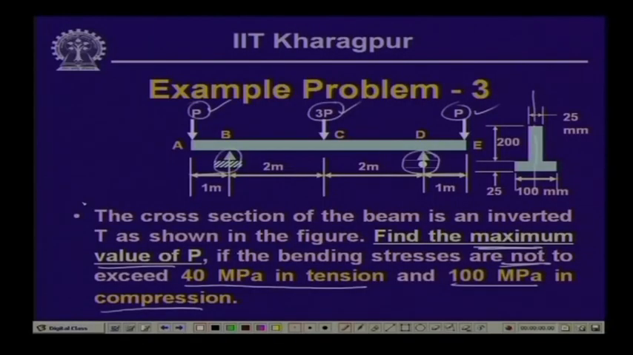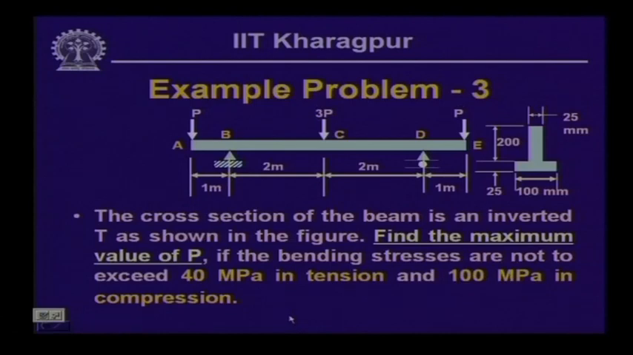Now, in this particular case we have these loads which are acting: P, 3P and P. We will have to find out the maximum value of P, so that these stress limits are not exceeded. Now, to do that, again we will have to first find out what is the maximum value of the bending moment that can occur in this particular beam at any point along the length of the beam because of such loading, and at which location such maximum bending moment occurs.